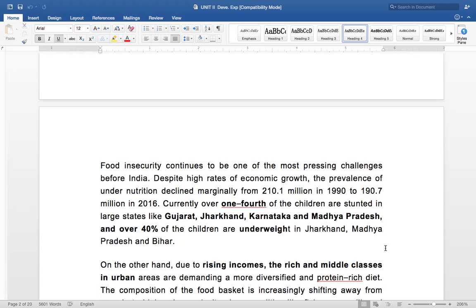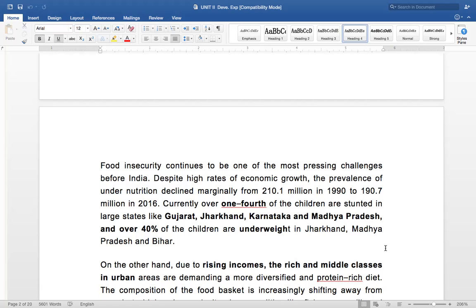So I was talking about food insecurity. It continues to be one of the most pressing challenges before India, despite high rates of economic growth. The prevalence of undernutrition declined only marginally, from 210.1 million in 1990 to 190.7 million in 2016. Currently, one-fourth of the children are stunted in large states like Gujarat, Jharkhand, Karnataka, Madhya Pradesh, and over 40% of children are underweight in Jharkhand, Madhya Pradesh, and Bihar.